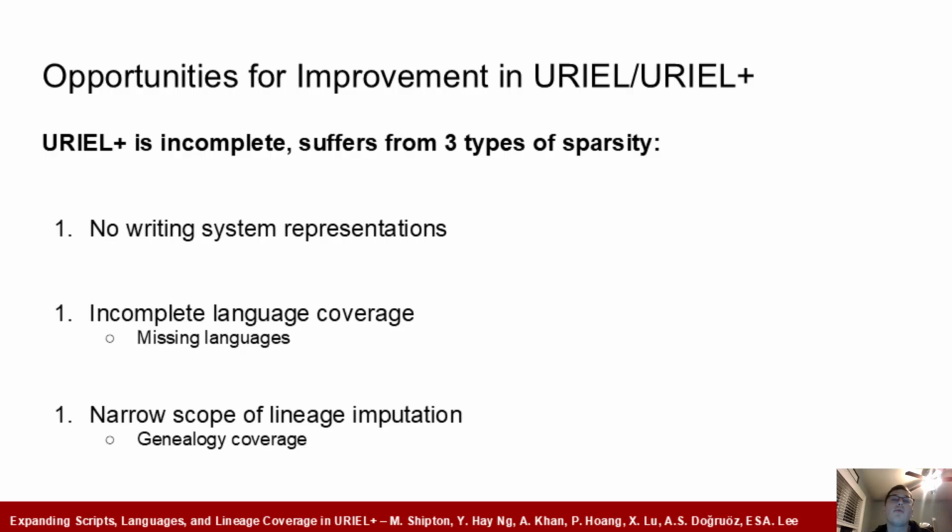Despite its usefulness, URIEL+ still suffers from several types of sparsity. First, it does not include representations of writing systems, features such as whether a language is written left to right, whether a language is an alphabet or abjad, whether a language does or does not have casing, which can affect tokenization and transfer. Second, it has incomplete language coverage, and many languages are simply missing. Third, its lineage-based imputation is limited in scope, only affecting the dialects of 6 medium to high resource languages, meaning genealogical information is underutilized. These gaps motivate the contributions we propose in this work.